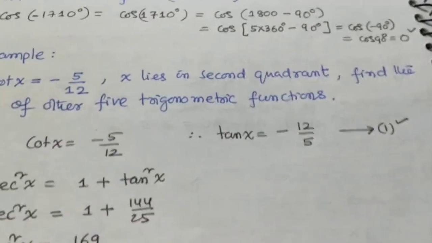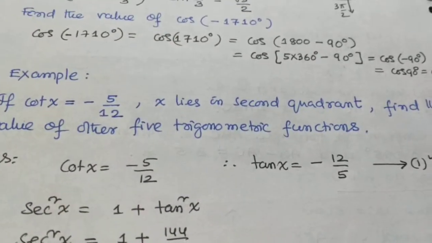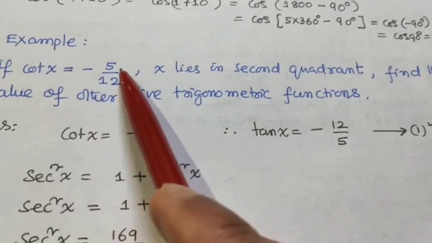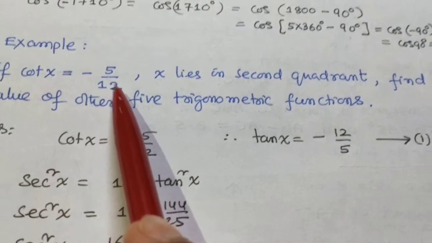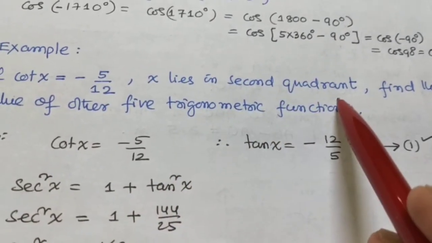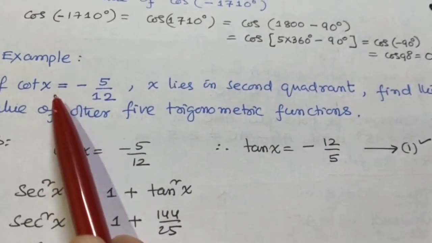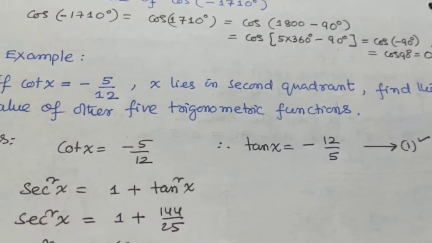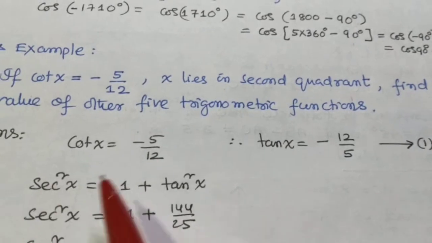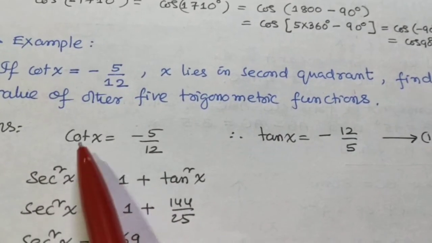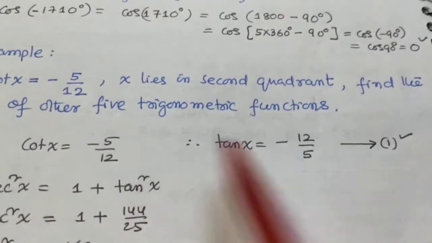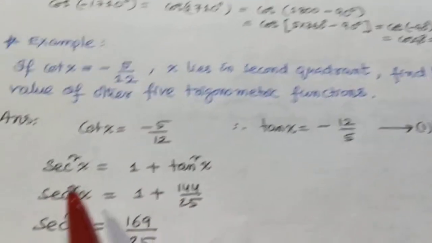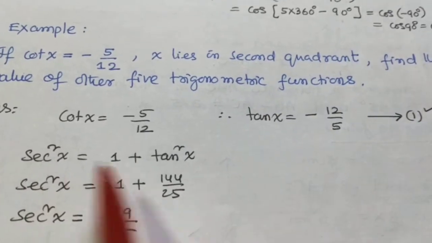Now we will take up one more question. Say for example, cot x is given as minus 5 upon 12, where x lies in the second quadrant. Obviously, the sign of cot is negative in the second quadrant. Find the value of the other 5 trigonometric ratios. Well, in the initial step, it's very easy. Cot x is minus 5 by 12. Then tan x is the reciprocal of that, so minus 12 upon 5. Finished. We now know cot and tan.